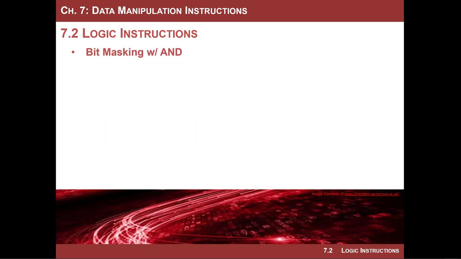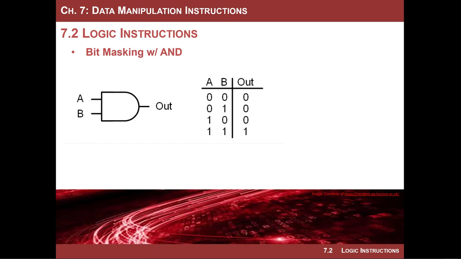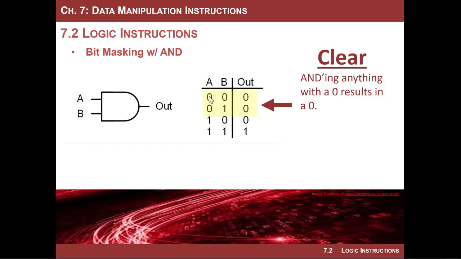We're going to start looking at the AND operation. So remember the old two input AND gate, okay? Its truth table is 0 AND 0 is a 0, 0 AND 1 is a 0, 1 AND 0 is a 0, 1 AND 1 is a 1. So that is the truth table from back in the day. Notice that if you AND anything with a 0, whether you AND a 0 with a 0 or a 1 with a 0, the output is always a 0. So we can use that attribute of an AND to clear bits within a destination. We just have to AND the bits with a 0.